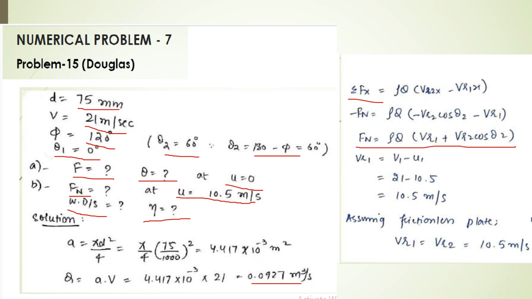If the losses information is given, friction losses, then you need to use VR1 and VR2 accordingly. Otherwise, you can use the concept of the frictionless plate, and you assume VR1 is equal to VR2. The VR1 here should be equal to V1 minus U1, as per the velocity triangle at inlet tip. We have velocity of the jet 21, and U1 is equal to 10.5, so VR1 is equal to 10.5, and due to the frictionless case both are equal, the same 10.5.